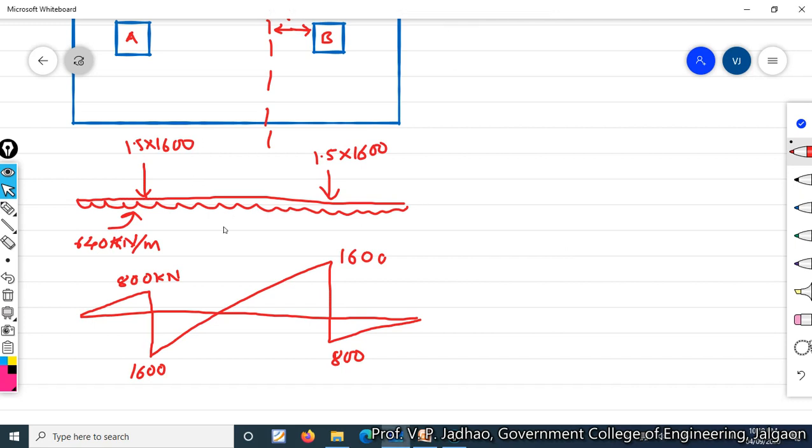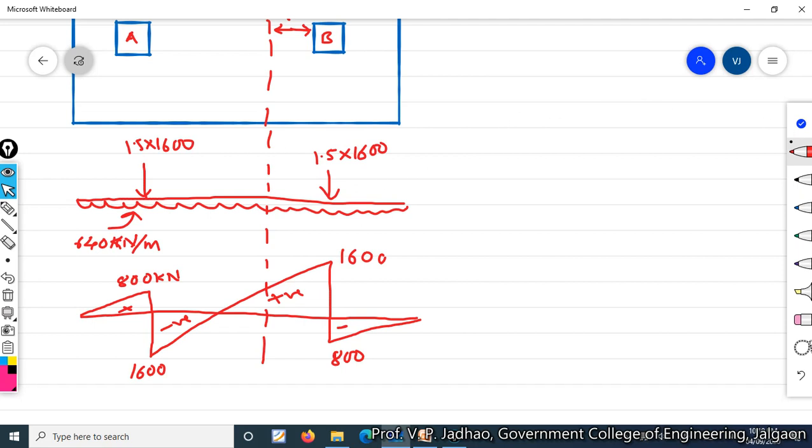Okay, so the bending moment values: here it will be positive, here it will be positive, here it will be negative, here again it will be positive, and here it will be negative. Now we have to consider the shear force at this location. We will be considering the shear force value in such a manner that we get the maximum shear force.